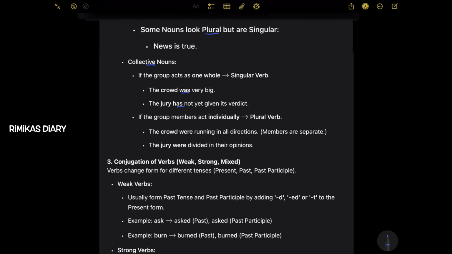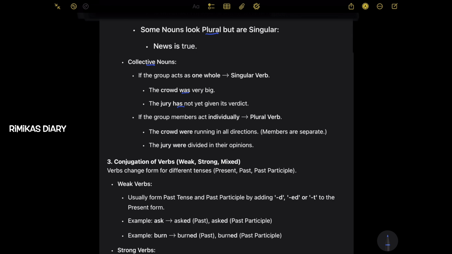Borne versus born. Born, past participle, is used for birth. Example: she was born in a rich family. Borne is used for carrying, enduring, producing. Example: at last his efforts have borne fruit. Example: we have borne all these troubles.